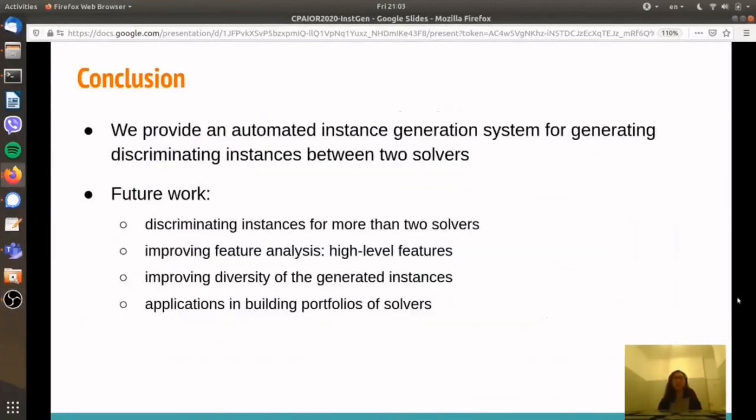In conclusion, in this work, we have provided an automated instance generation system for creating discriminating instances between two solvers. There are several things we would like to continue working on. The first thing is that we want to expand the system to generate discriminating instances for more than two solvers. The second thing is to improve the feature analysis part. The third thing is about improving the diversity of the generated instances by integrating some diversity mechanism into the tuning of arrays. And the last thing is to investigate the applicability of our system in building portfolios of solvers.